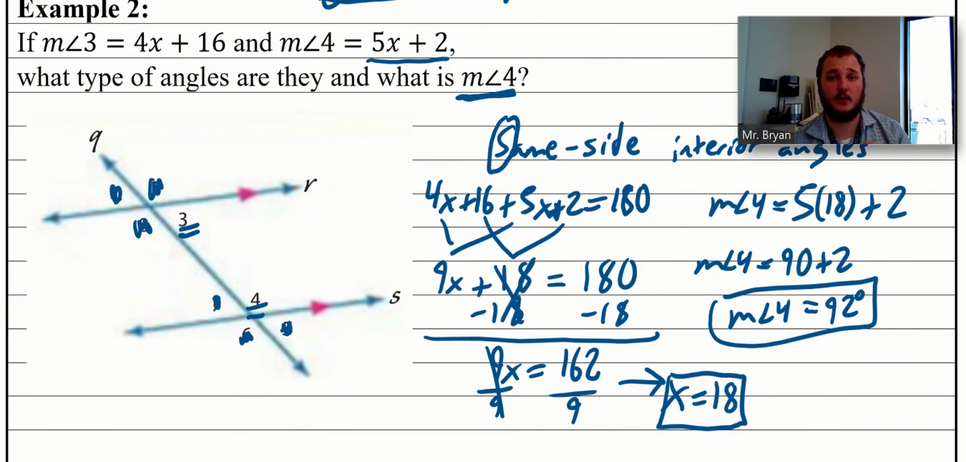So worst case, if you're working on an assignment or a test or a quiz or whatever, and something's not making sense or you can't figure it out, at worst case, you'll get it right 50% of the time if you just set them equal to each other or just add them up to 180. Okay, so keep that in mind as we work through these problems.